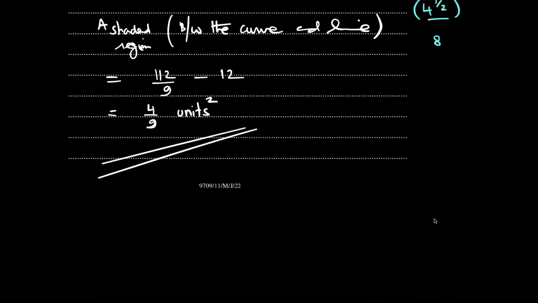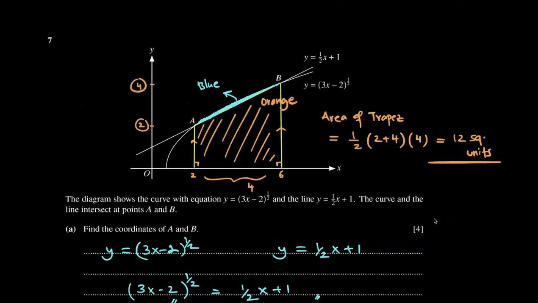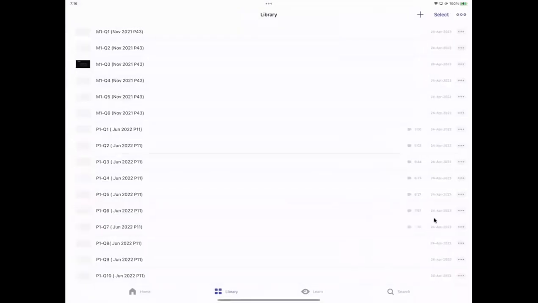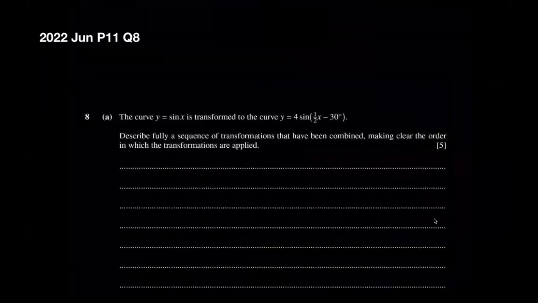So we have completed this question regarding simultaneous equations and area between a curve and a line in approximately 8 minutes. So this is done. Let's move to this one. And let's get started.